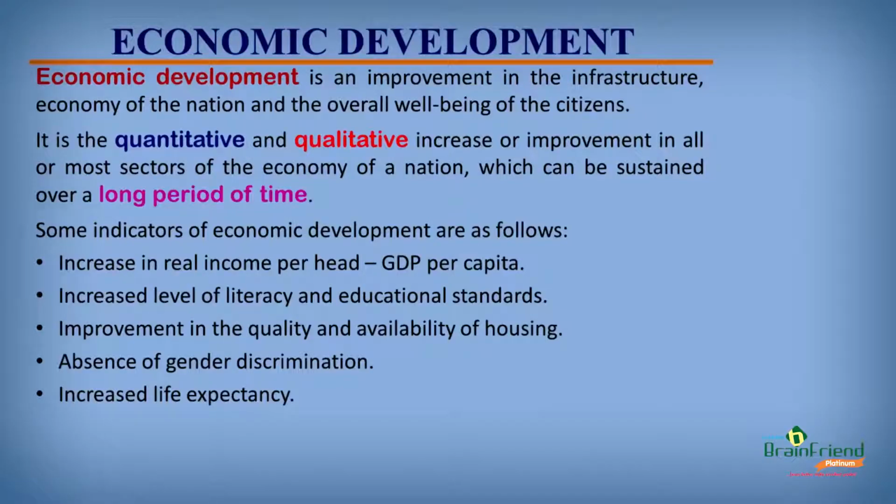So for a country to be considered a developed or developing country, there are some indicators you should see. One of those indicators is an increase in real income per head, which refers to the gross domestic product per capita. You should also see an increased level of literacy and educational standards. There should be an improvement in the quality and availability of housing. So when you see a nation that has a lot of thatched houses, then you should know that such a nation is yet to attain this status.